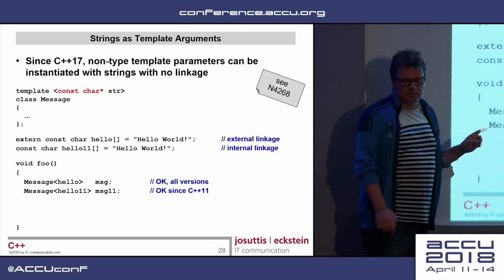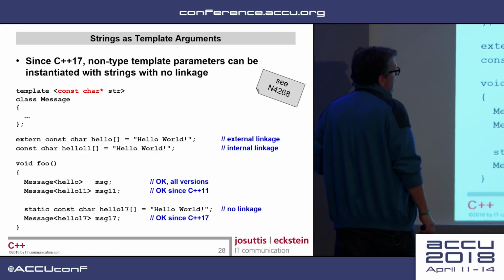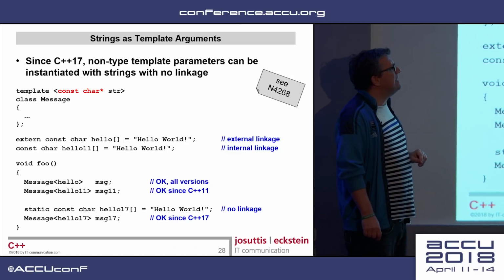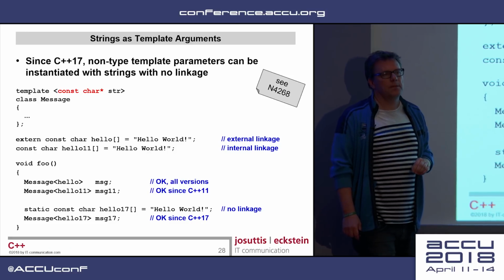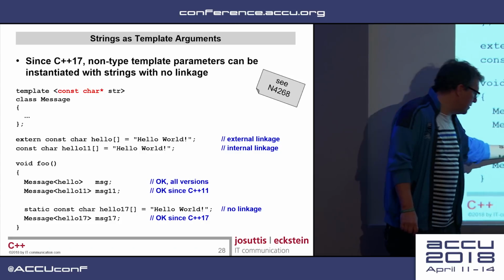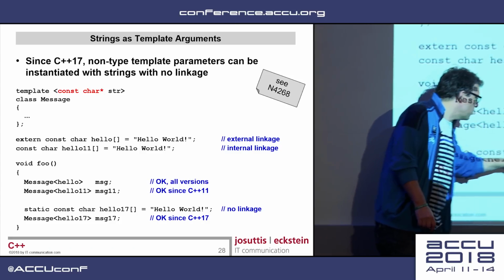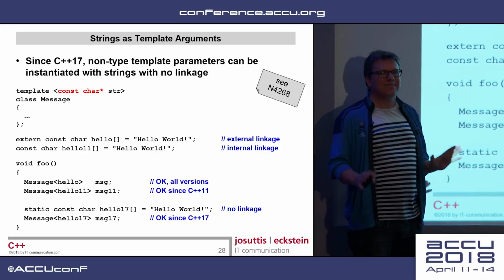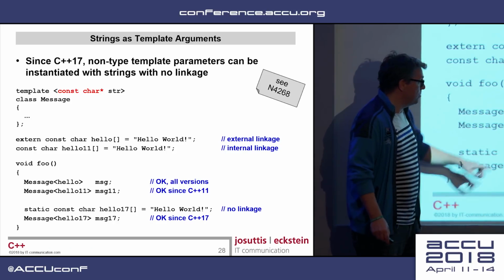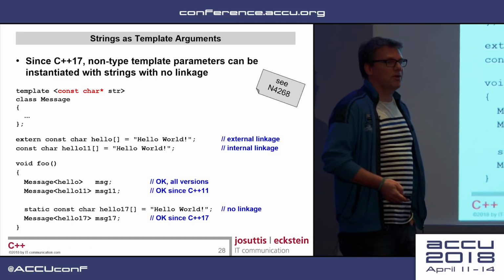In C++17, we made the next step, which is you need no linkage at all, but you still need an object. So you can now have a static visible object, but without any linkage, declare locally and pass it here. And guess what will happen in C++20? Probably you can directly here pass the string literal. We are working on that.